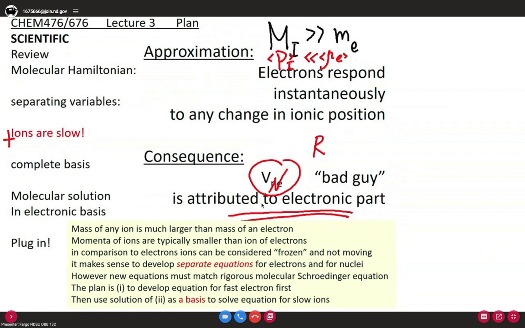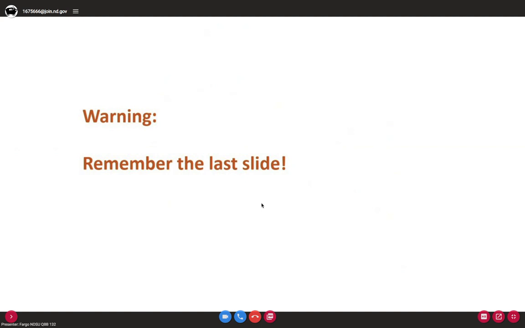So first we will freeze nucleus and set up equations for electronic degrees of freedom. And then we will take solutions for electronic degrees of freedom, plug them into the bigger molecular Schrodinger equation, and from there we will develop the equation for nuclear wave functions. Okay? So that is the plan. Important information is done.